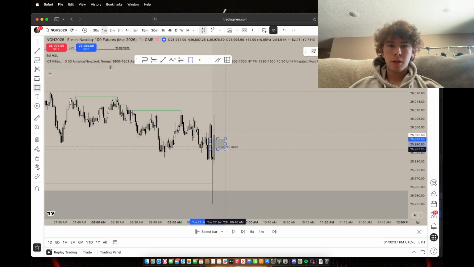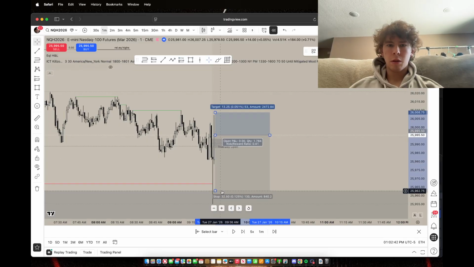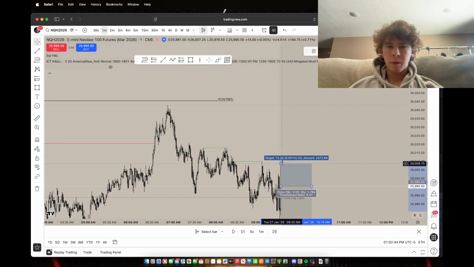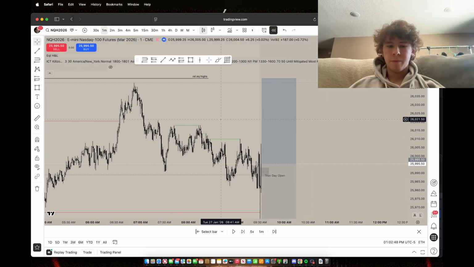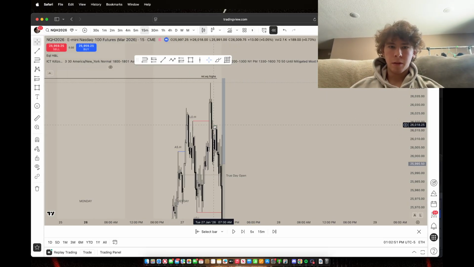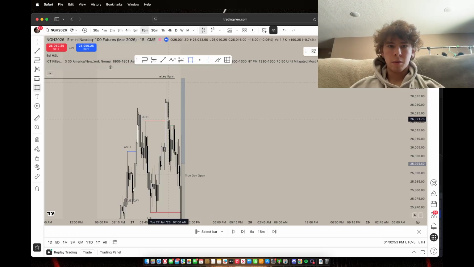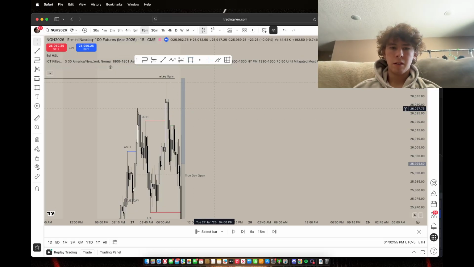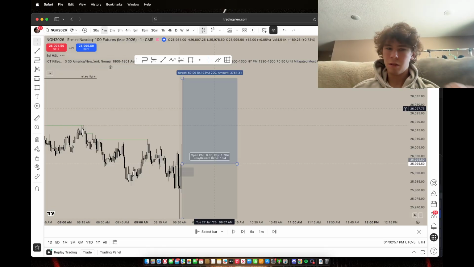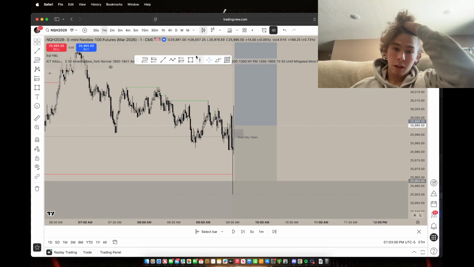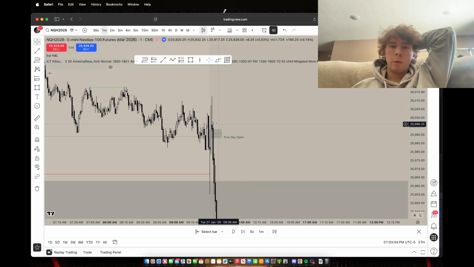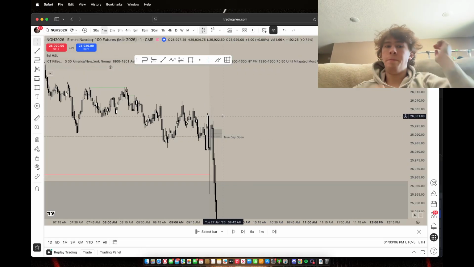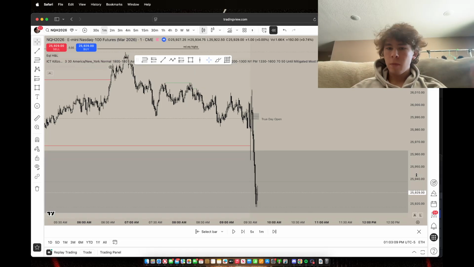Took this inversion, nice clean close, and I wasn't going to go break even on this. There was no reason to. We had two sets of equal highs here. We had a 15-minute above. If I was going to go break even, this was going to be my break even. Even then, there's still no reason to even go break even. But ended up getting stopped out, as you can see. If you want to break even at this internal high here, you wouldn't have gotten stopped out.